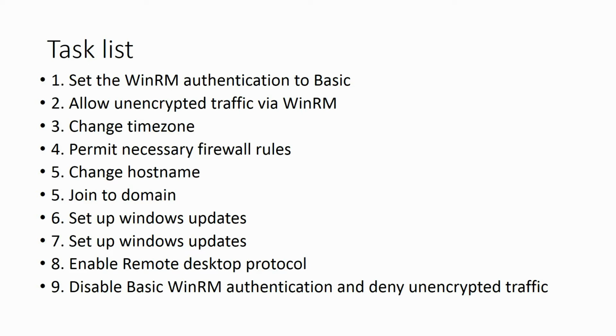Then change host name. Join our machine to the domain. Then we set up Windows updates and Ansible always reboots when necessary. And then we check again and then enable remote desktop protocol. And last, we disable basic WinRM authentication and deny encrypted traffic.